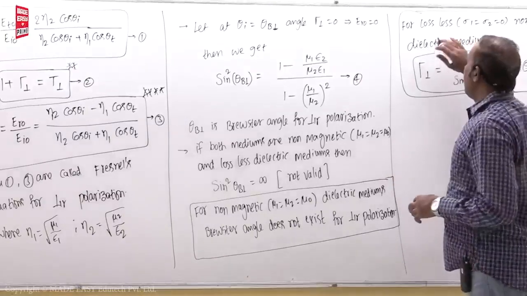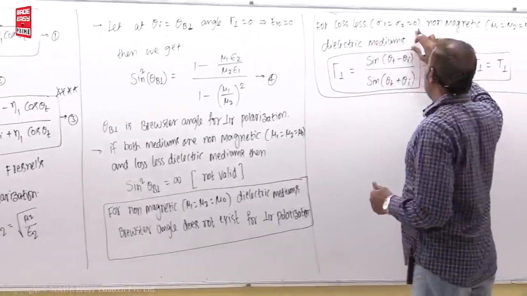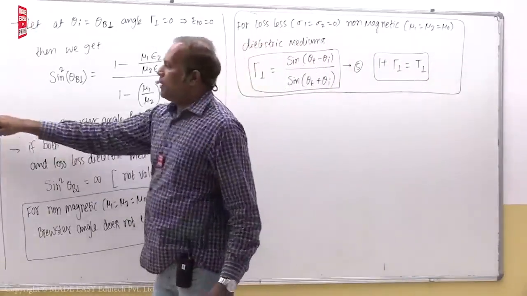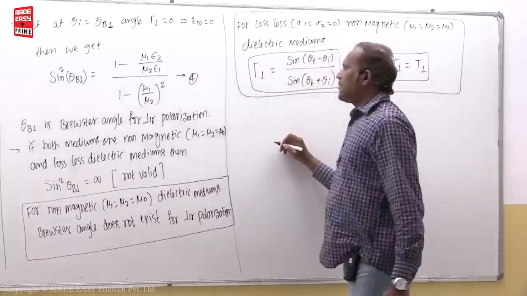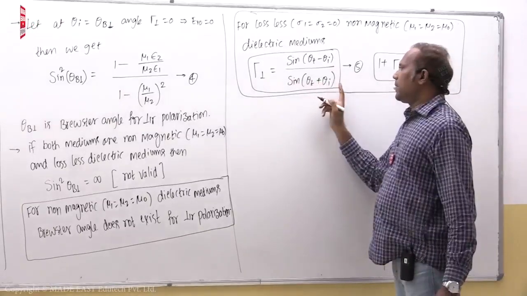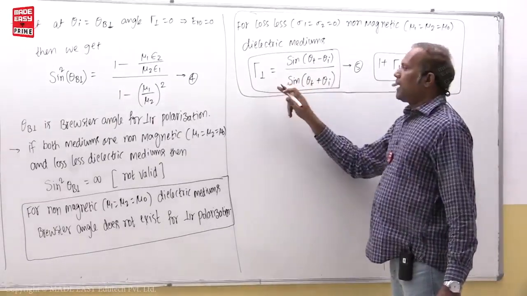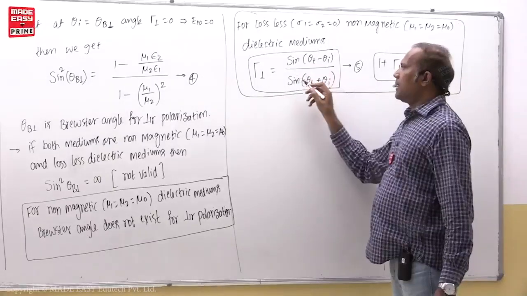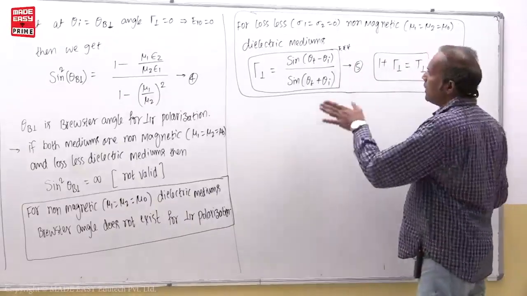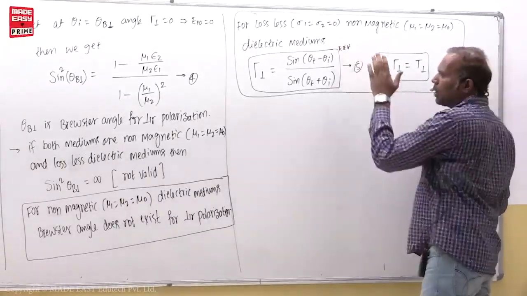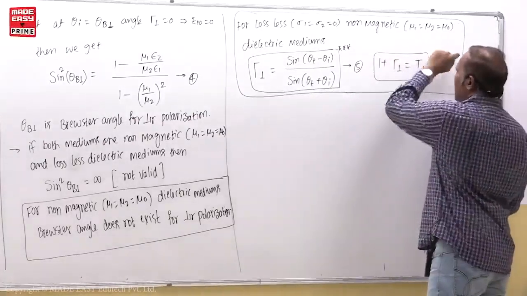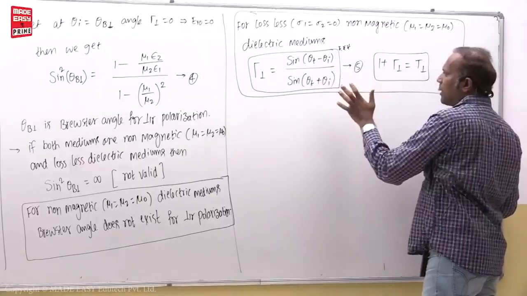Now similarly, for lossless, that means sigma 1, sigma 2 are 0, non-magnetic dielectric mediums, if you simplify this equation then you get this one. Earlier in case of parallel polarization, this was tan of theta t minus theta I over tan of theta t plus theta I, and in case of perpendicular polarization, in place of tan, you get sine. This is a very simple but very important formula you have to remember. In examinations, you always get this case only: both mediums non-magnetic, that is mu1 is equal to mu2 is equal to mu naught.